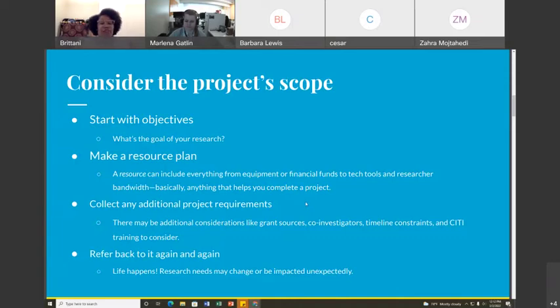After that, you'll want to think about the additional project requirements. For instance, considerations like grant sources, co-investigators, and timeline constraints. I'll keep going with that project since I mentioned it already. My project was supposed to be completed within 1 year, and then COVID happened. Also, one of my co-investigators had to step back from the project. All of those things might change what you're able to do, depending on data collection and things like that.